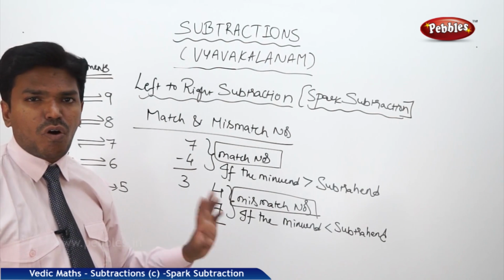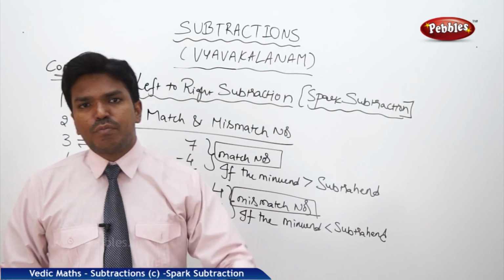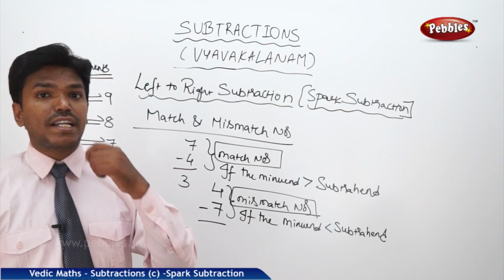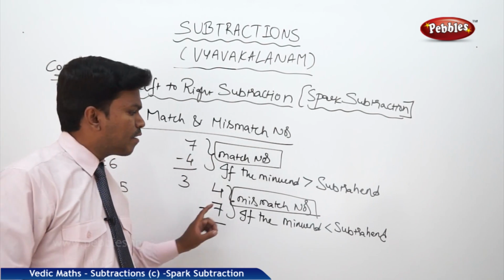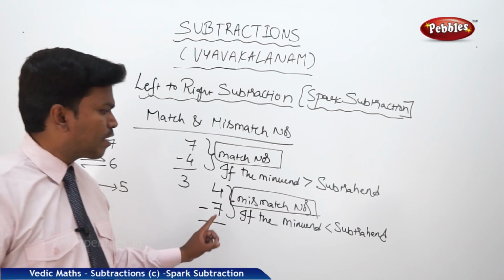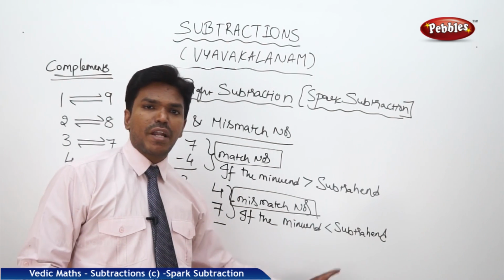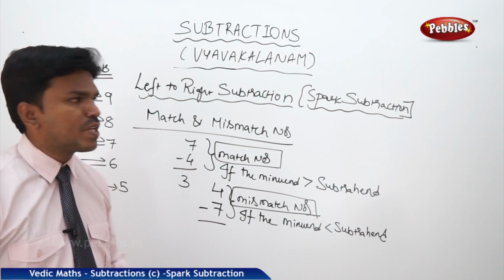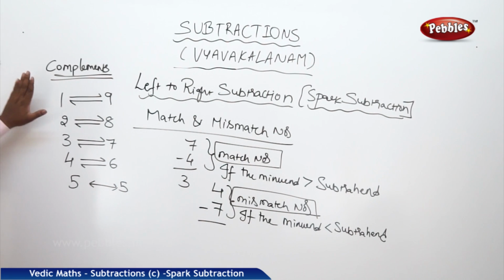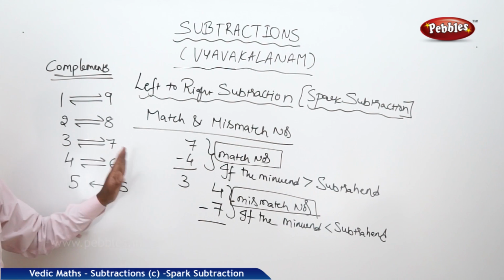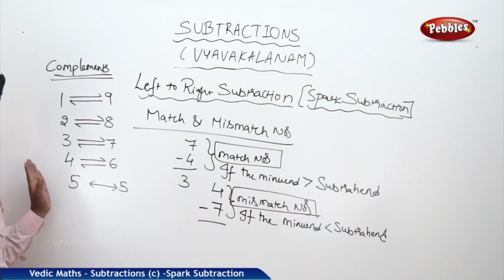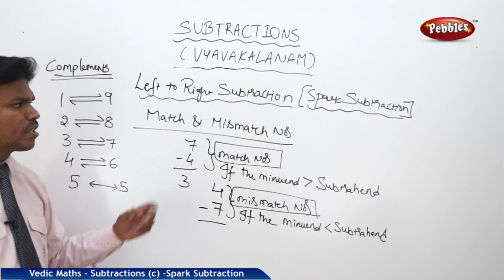Once again I repeat: whenever the minuend is greater than the subtrahend, that means the above number is greater than the below number, or if the subtraction is practically possible, those numbers are known as matched numbers. And if the subtraction is practically not possible, and the minuend is less than the subtrahend, we call them mismatched numbers. And finally, the complements: 1 and 9, 2 and 8, 3 and 7, 4 and 6, 5 and 5. So these are the concepts.